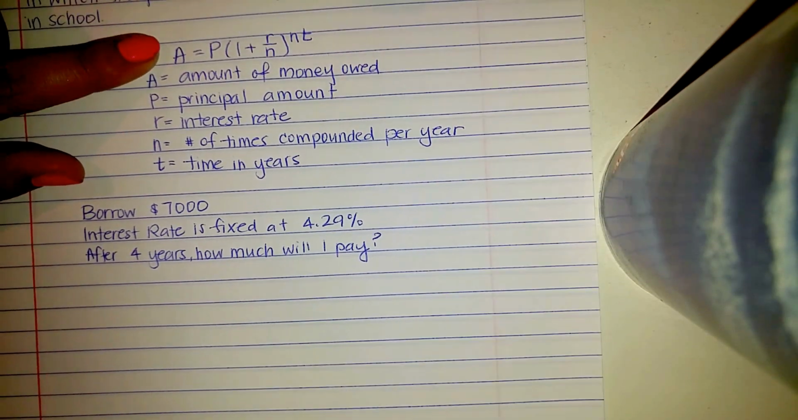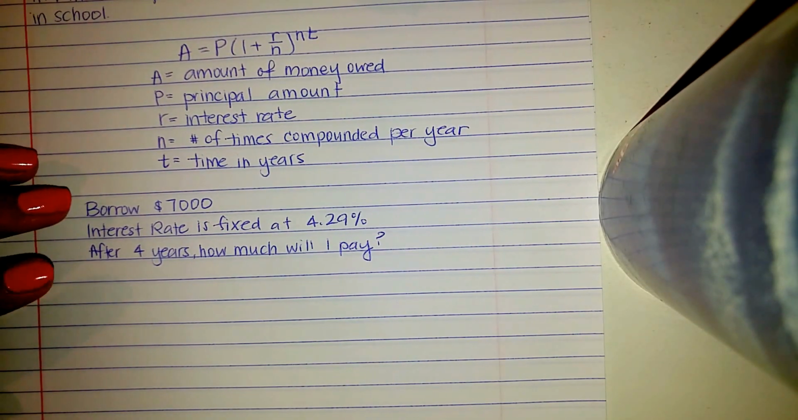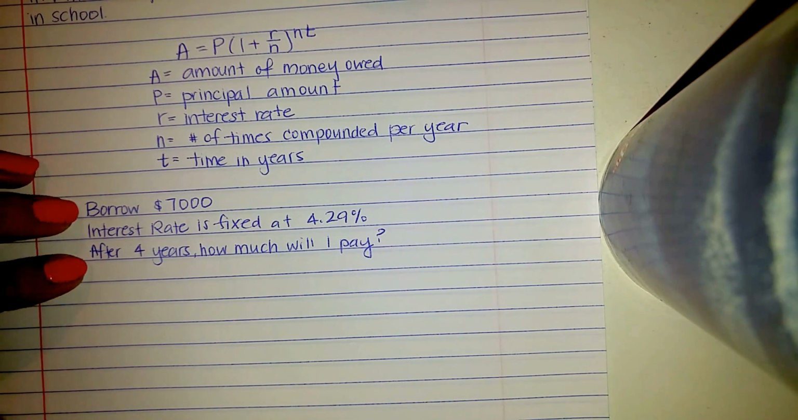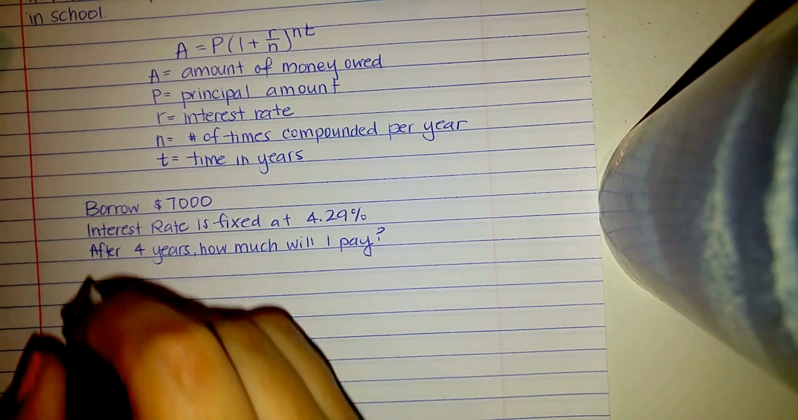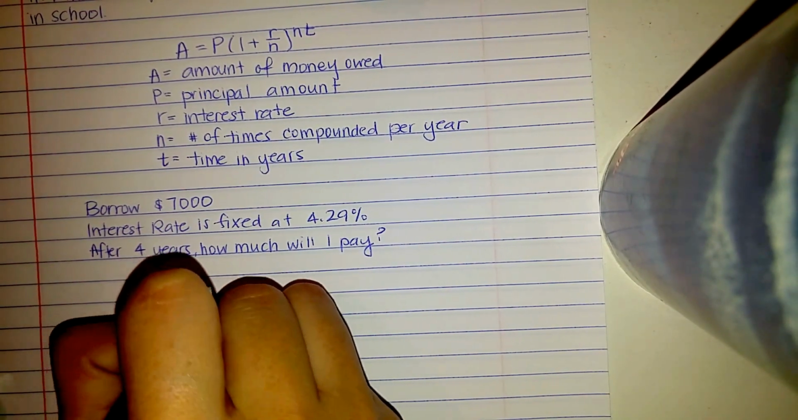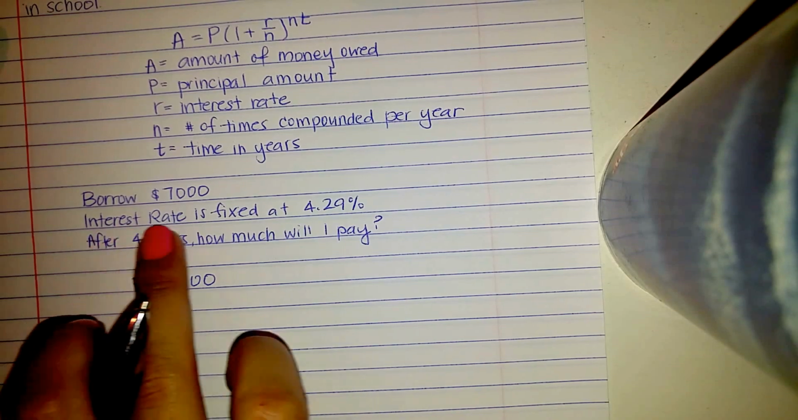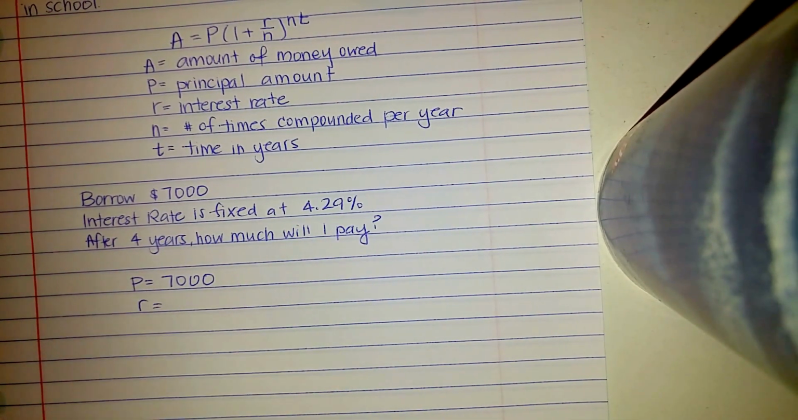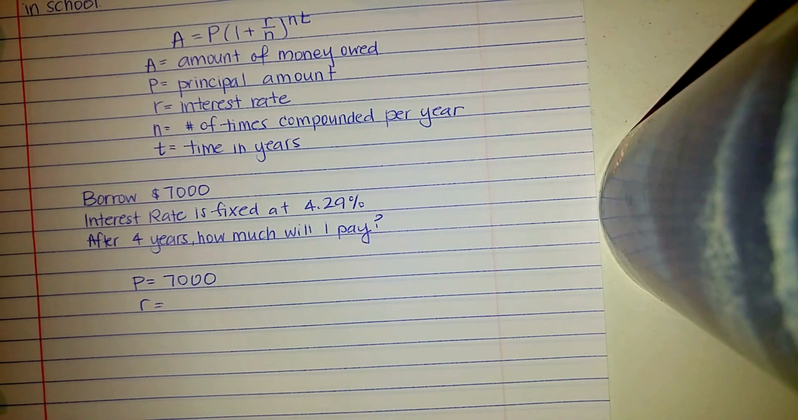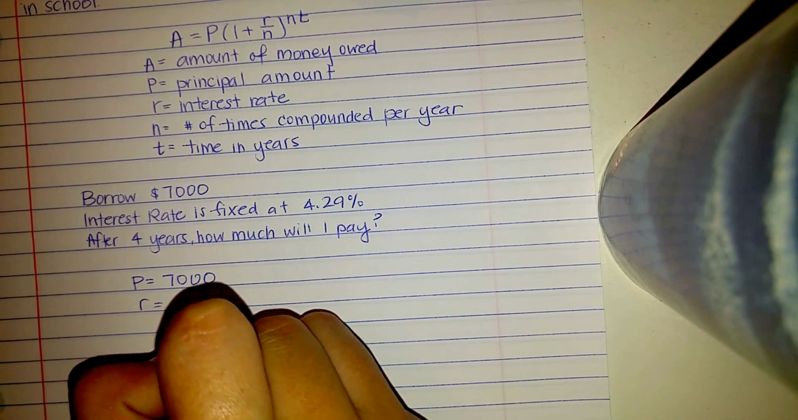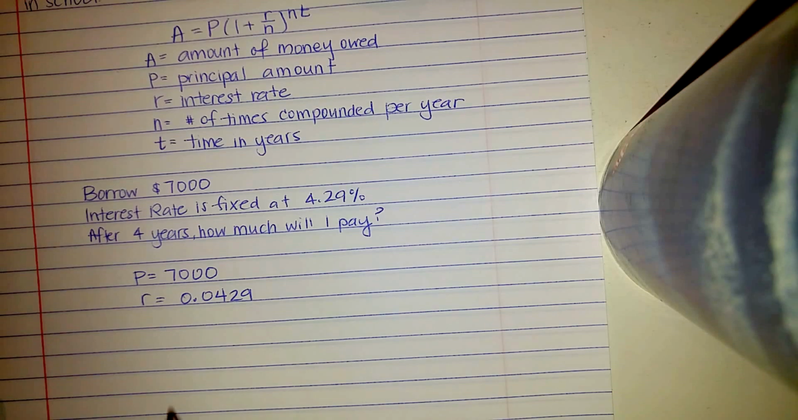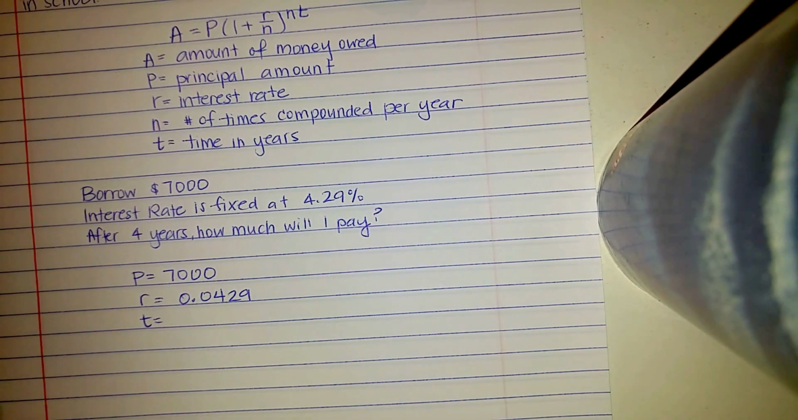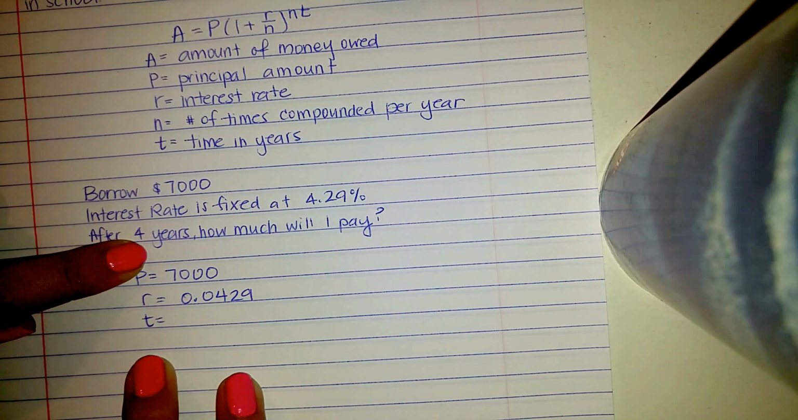So we're going to use our formula up here, and we're going to identify what our given information is. We know that the initial amount that I borrowed is $7,000. So that is my P. The interest rate, which is R, is 4.29%, which again, remember we have to change this to a decimal. So that would be our rate. We know our time, right? The question says after 4 years.